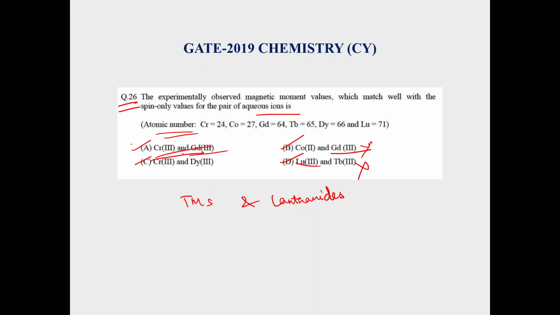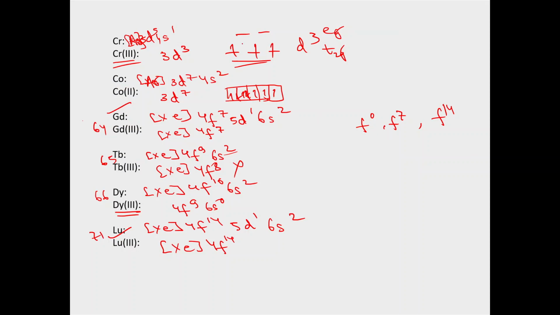Okay. Why chromium 3? Because here we are having d3, right? So there will be no orbital contribution we consider. If there was, say, d7, 1, 2, 3, 4, 5, 6, 7, if this type of complex is there, then it will have orbital contribution. But if we have a d3 or d5 system or d10 system, or d8 system, they will not have this contribution.